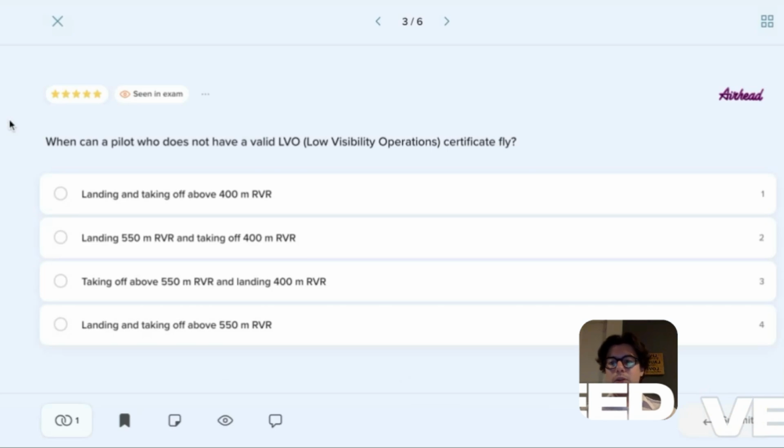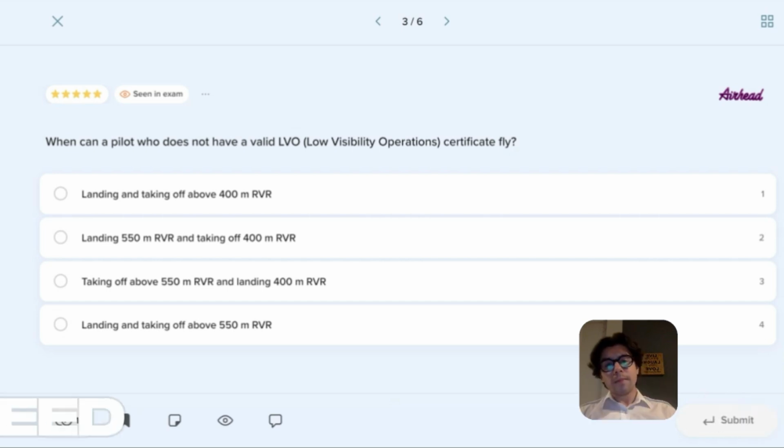When can a pilot who does not have a valid low visibility operation certificate fly? Landings without the low visibility operation certificate are permitted to be flown up to Category 1 minima. Category 1 is not a low visibility operation. However, all the following are. For landing, this is 550 meters in terms of RVR and 200 feet decision altitude.